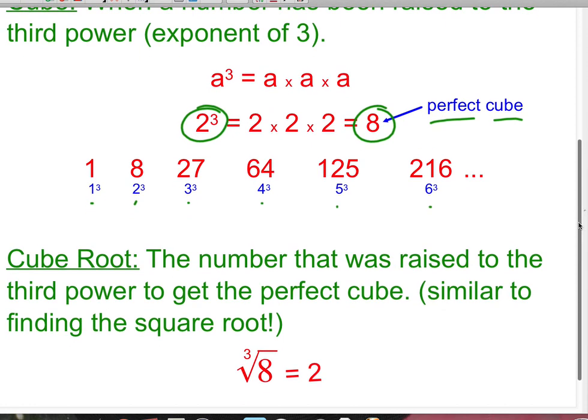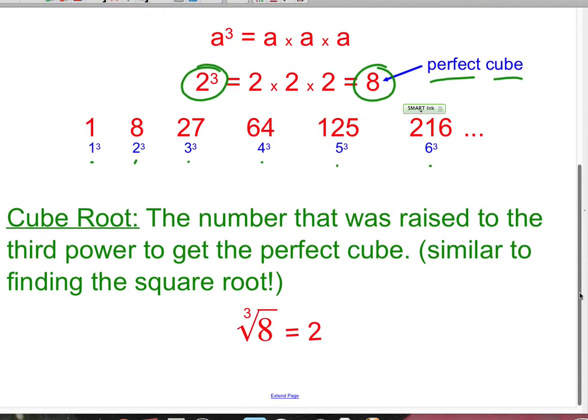Now, let's talk about cube root. It's kind of like square root. It's kind of like thinking backwards. The cube root is the number that was raised to the third power to get to the perfect cube, similar to finding the square root. So again, you've got that little symbol down there, kind of looks like the radical sign, except now you'll see that it has a tiny little 3 up in the left-hand corner. That means you're finding the cube root of the number inside that symbol.